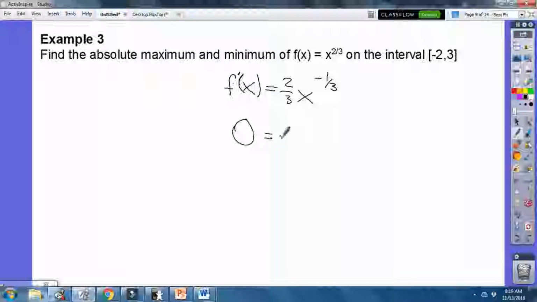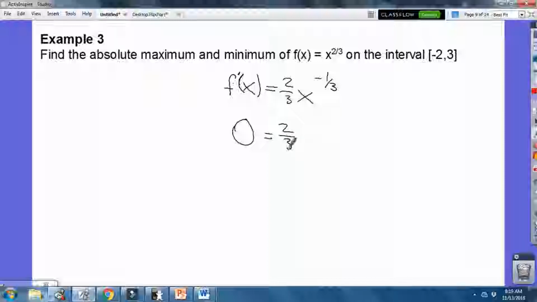Let's rewrite that as 0 equals 2/3 x to the 1/3 on my denominator. Now, the way that I would solve this, since I have x's in the denominator, I could find the zeros by setting the numerator equal to 0, because 0 divided by anything is 0. But there's nothing in the numerator that could be 0. So this graph has no zeros.